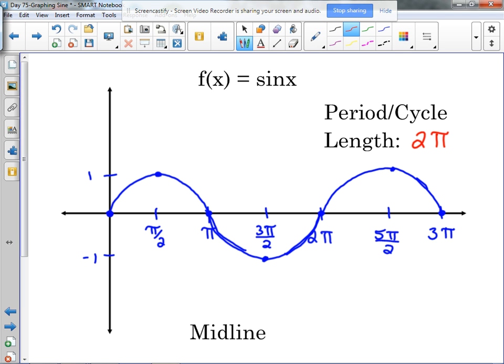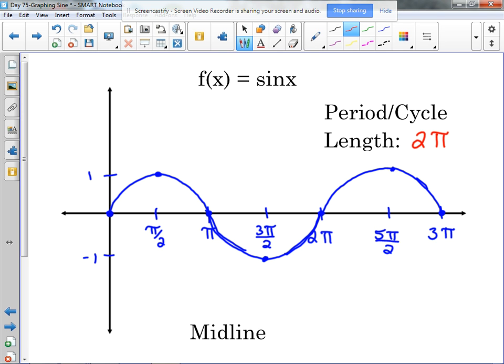That is what is referred to as the period of a trig function. It's the length that it takes to complete one complete cycle, beginning to end: hit the max, hit the min, end up where you started. So the period, or the cycle length, of this is 2 pi. That's the standard.